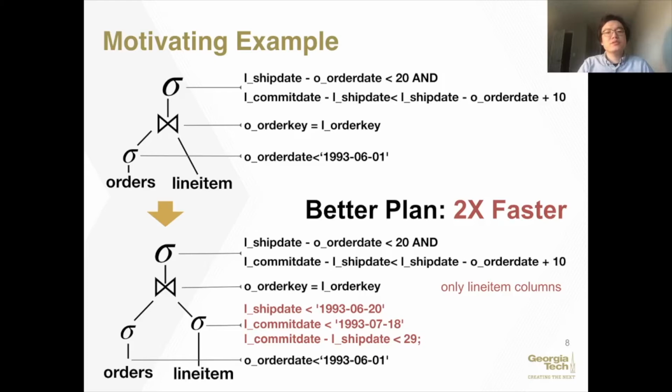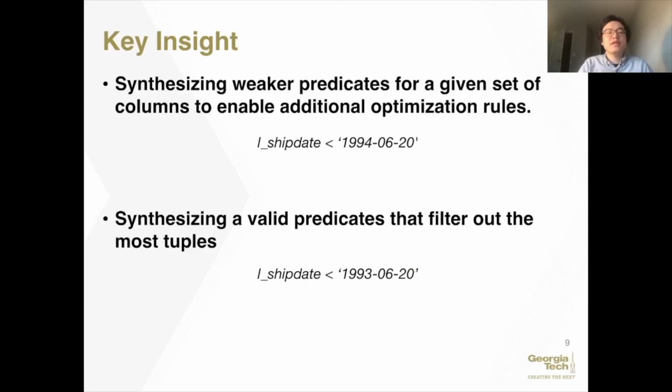If we execute both of these logical plans in Postgres on the TPCH dataset with scale factor 1, we find that the second logical plan executes 2 times faster than the first. The reason is that these three additional predicates pushed down to the lineitem table filter out a large portion of tuples that are unnecessary for the join operation. By rewriting Q1 to Q2, a semantically equivalent query, we get a better execution plan that is 2 times faster. So the key insights are here.